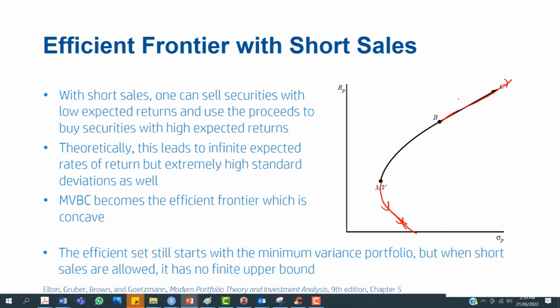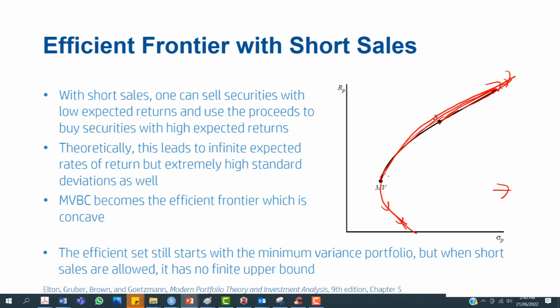Theoretically, this suggests that one can achieve infinite or very large expected returns, but at the same time, when you do that, you also extend the risk of your position, that is, you extend the risk or standard deviation to very large levels. And therefore, one can see that our actual efficient frontier is not restricted at point B, and one can take positions that go beyond B and further and further. So now, on aggregate, our position becomes MVB and beyond to C. So one can extend their portfolio possibility curve to MVBC, which becomes the new efficient frontier.